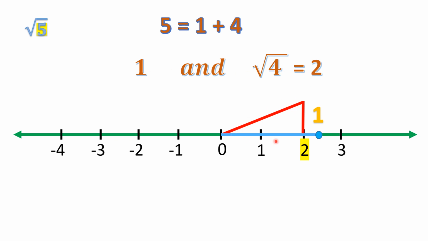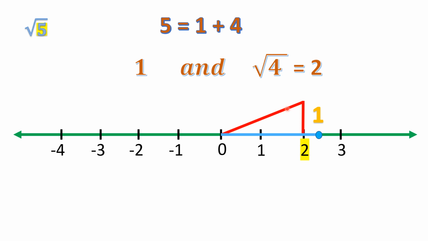Now I need to form lines with this measurement. Let's look at the lines. I form one line of measurement 2. Then I form another line of measurement 1. Then I join these two lines, just the same procedure that we repeated in the previous two questions, and find the hypotenuse using the Pythagoras theorem. So what will be the hypotenuse? The hypotenuse will be root 5.